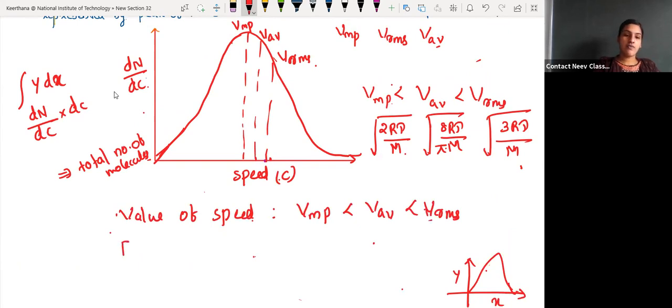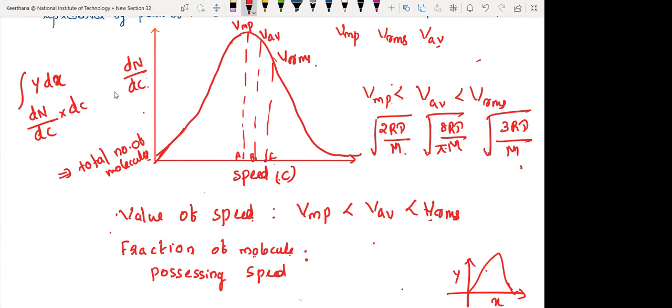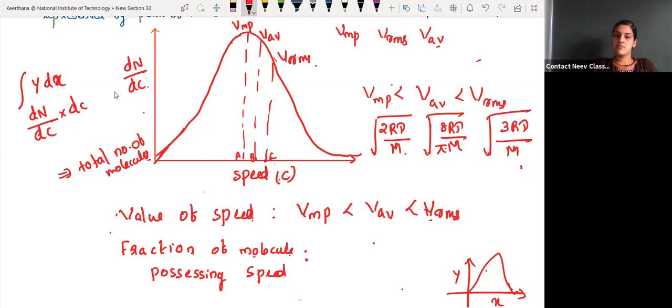Then what will be the order of fraction of molecules? Let's take these points as A, B, and C. The value of speed is VA less than VB less than VRMS. What will be the order of fraction of molecules possessing that speed at these points A, B, C? A is greater than B greater than C.